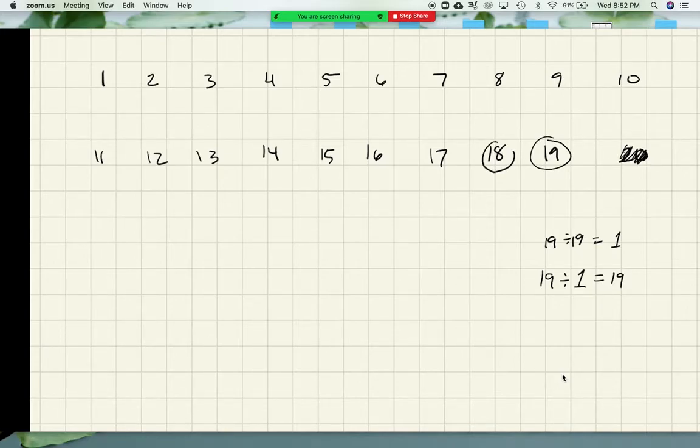18 is not a prime number because you can divide it by 2 and by 9, and it comes out evenly. In fact, all of the even numbers you can divide by 2. So none of the other even numbers are going to be prime numbers, except 2, because you can only divide 2 by 2 and by 1. But by definition, 1 is not a prime number. That's just something they decided.